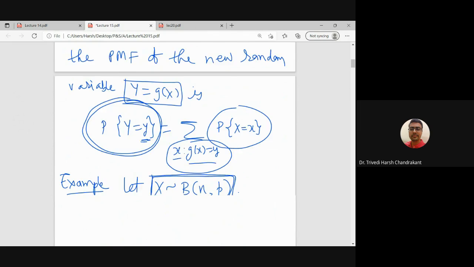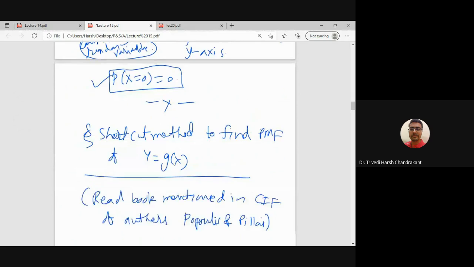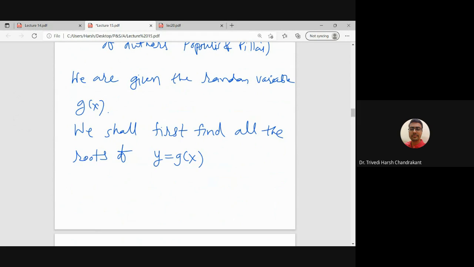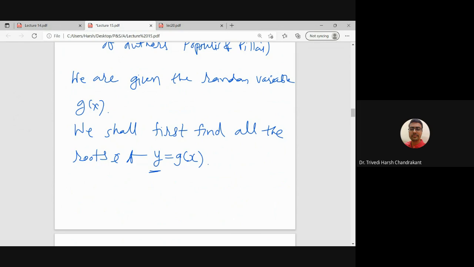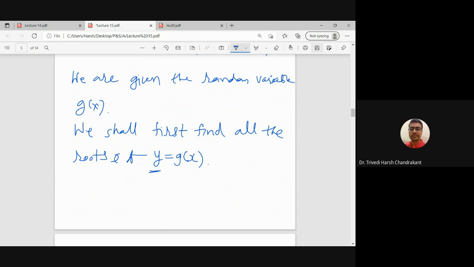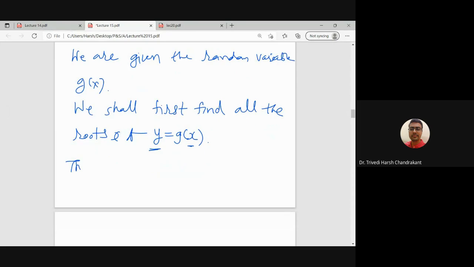But here it was a discrete random variable. In general, the random variable may not be discrete, but the method is the same. We first find all the roots x of y equals g(x). Here y is a real number in the range of the random variable capital Y, and for that we find all real numbers x such that y equals g(x). Let us say x1 is the first root, x2 is the second root, xn is the nth root, and so on.